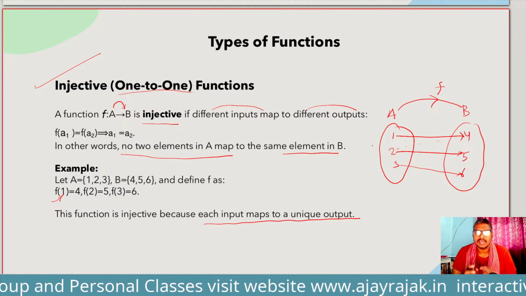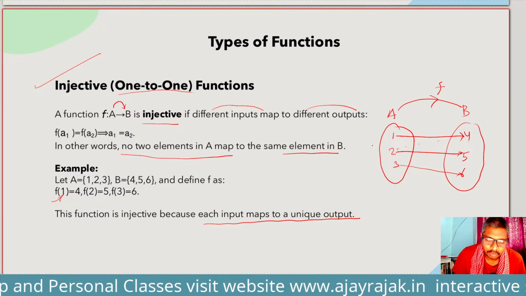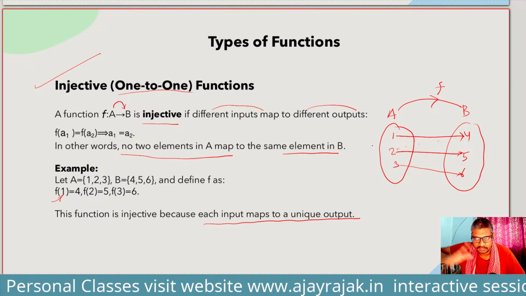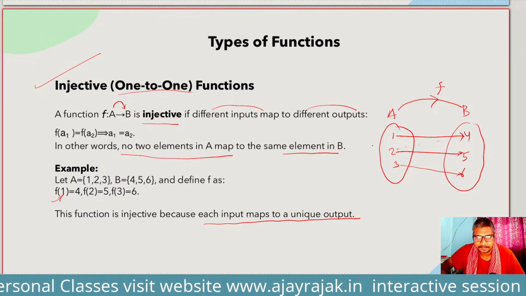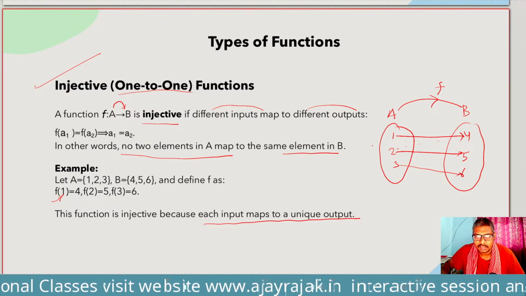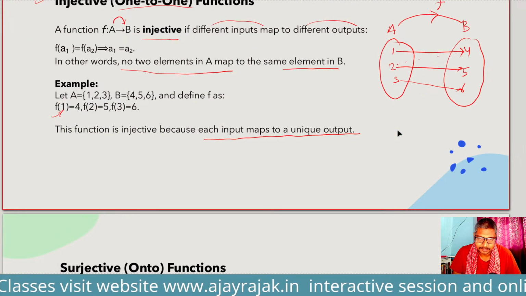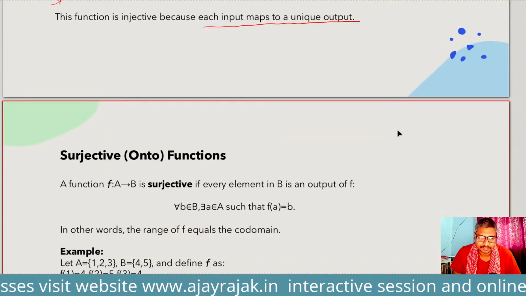So you can say a function is injective or one-to-one if each element of set A associated with B through the function has a unique association. That is injective.